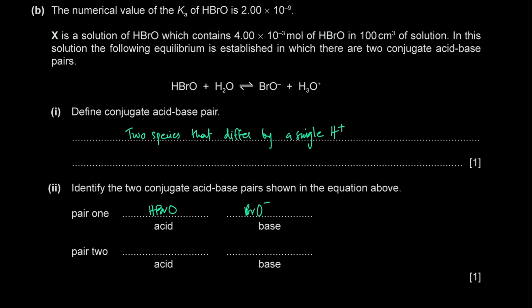And then water is the base on the left-hand side. It's accepting a proton from HBrO, and the conjugate acid of water is H3O⁺. So H3O⁺ is the acid on the right-hand side, and the base on the left-hand side is H2O. The conjugate base of HBrO is BrO⁻, or we can say that the conjugate acid of BrO⁻ is HBrO. Similarly, H2O is the base and its conjugate acid is H3O⁺, or H3O⁺ is an acid and its conjugate base, when it loses a proton, forms H2O.